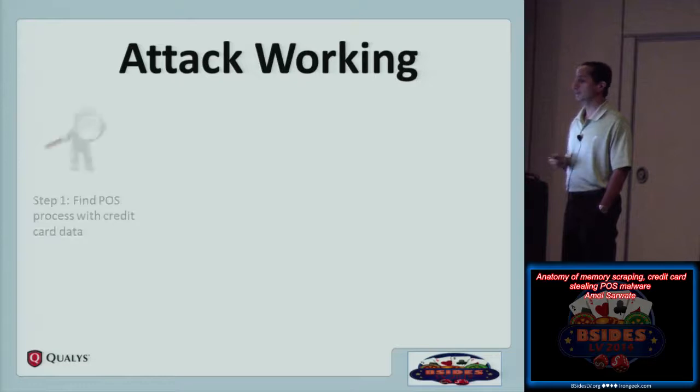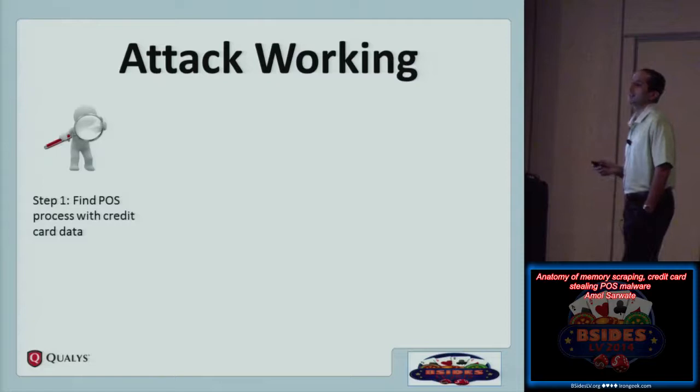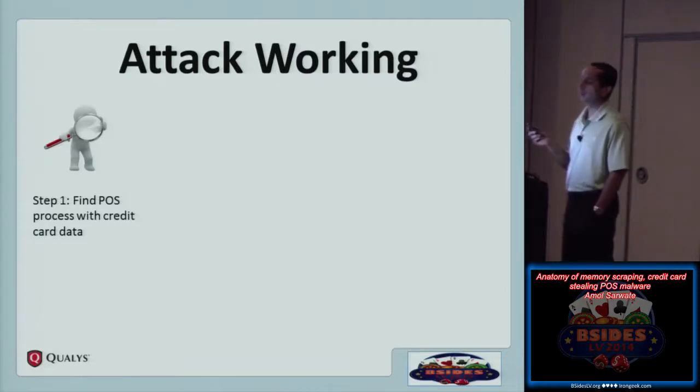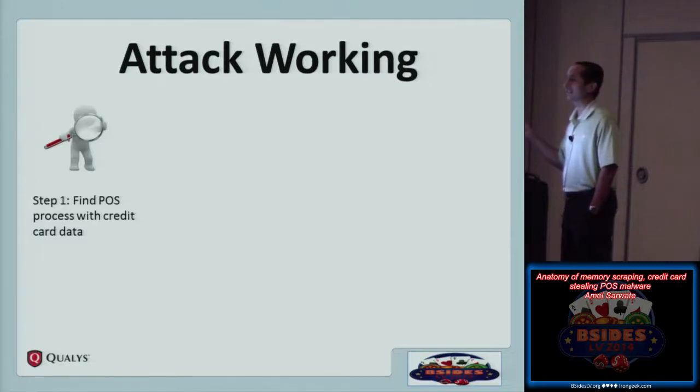Let's go to the attack working. So step first, I think, is the POS malware. What are these steps for? These steps are steps that the malware takes. So now we are thinking from the point of view of malware. If I am a malware, what would I do? How would I steal these credit card numbers from this other process?